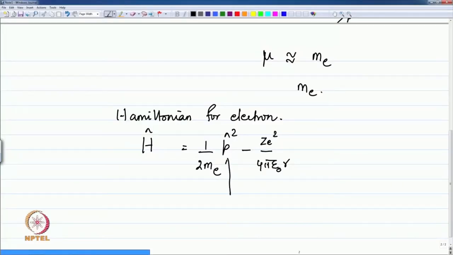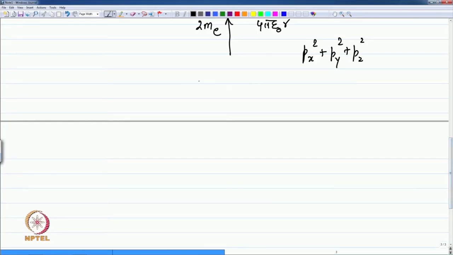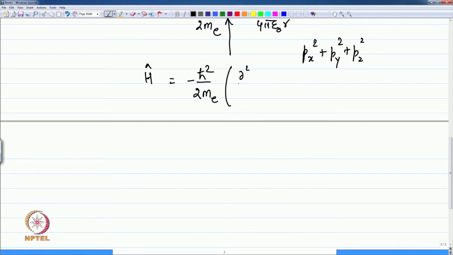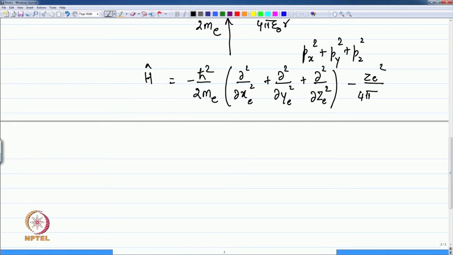And this p squared, which is an operator, is given by px squared plus py squared plus pz squared, the three components of the momentum in a coordinate system which is probably fixed in the nucleus itself, for argument's sake. And then, of course, px is replaced by the derivative operators, so that the Hamiltonian becomes minus h bar squared by 2 me times del squared by del xe squared plus del squared by del ye squared plus del squared by del ze squared, where these are the coordinates of the electron with respect to that origin. And then you have the potential energy minus Z e squared by 4 pi epsilon naught r.